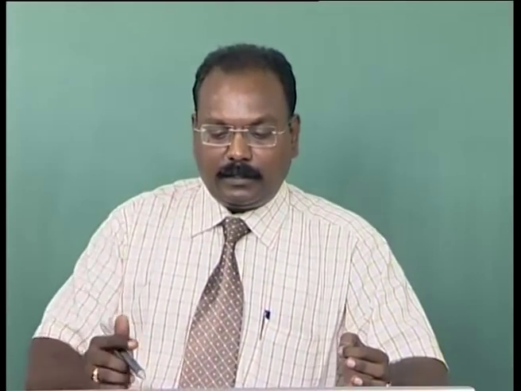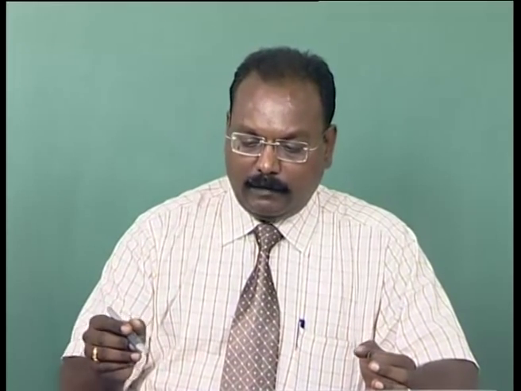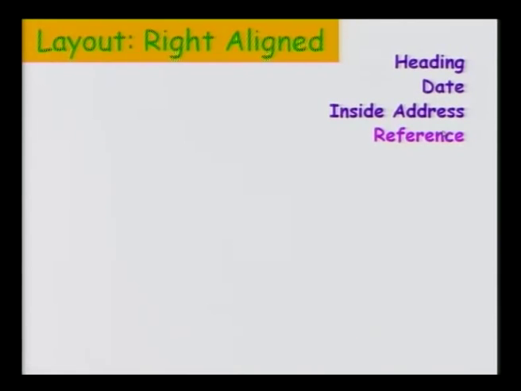Now, look at the next kind of layout, which is called the right aligned layout, as against the standard one, which is actually a mixture of right aligned, left aligned and middle centered. In the right aligned one, all the elements of a business letter are arranged on the right side. The title itself is self explanatory: if you align everything on the right side, it follows this right aligned method.